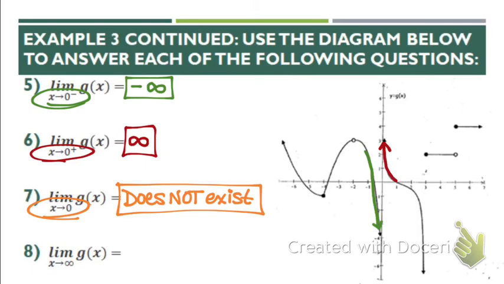Ooh, limit as x approaches infinity. So what happens as my x's get bigger and bigger and bigger? As we move to the right forever, I notice that this has an arrow. It tells me it's going to stay flat. It's going to stay constant forever. And I want that y value, the output, that is up at a height of 4.